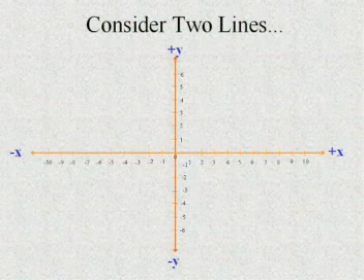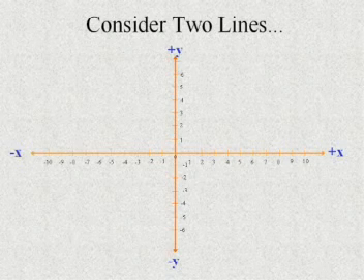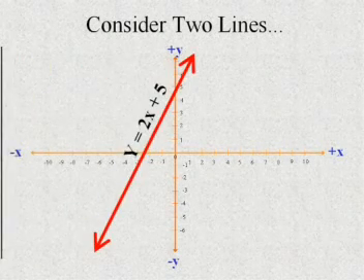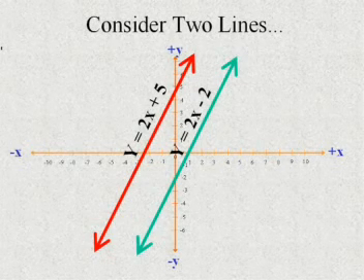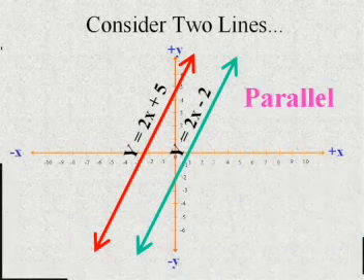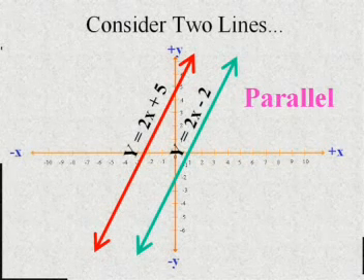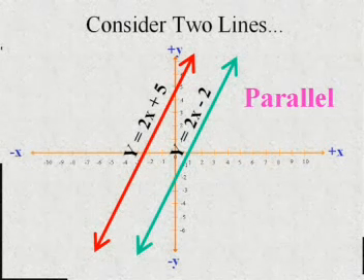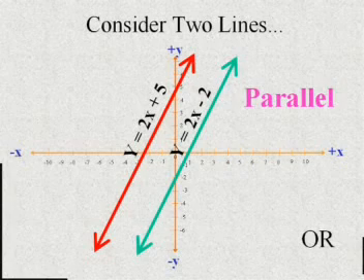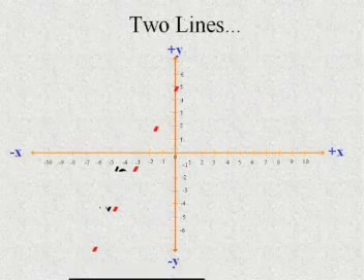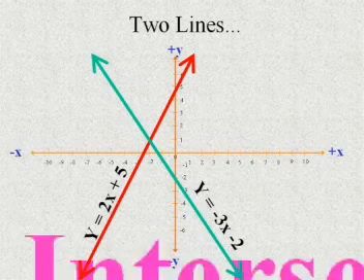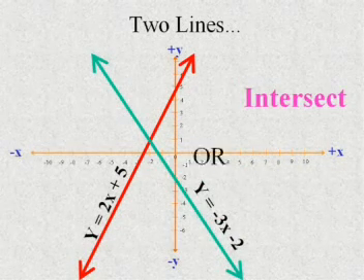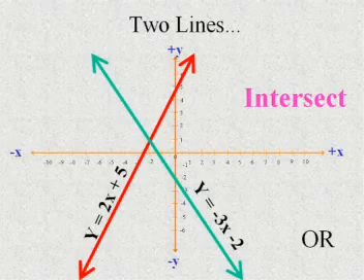Let's try and do 2 at a time. If you consider drawing 2 lines at a time, 3 things can happen. One is that they could look like this and be what we call parallel, never meet. Or they could intersect, right? These 2 lines intersect. What's the other third possibility?